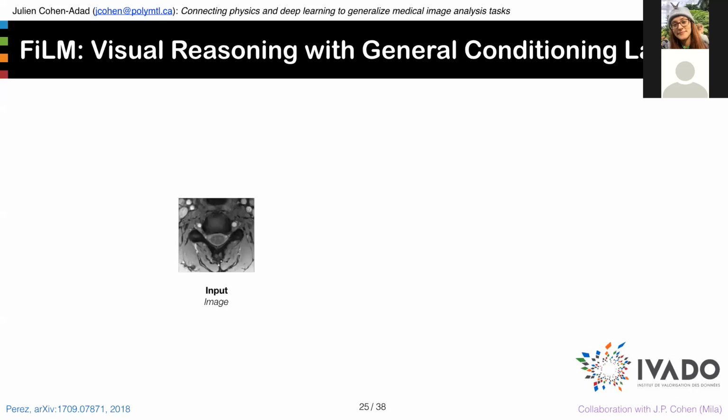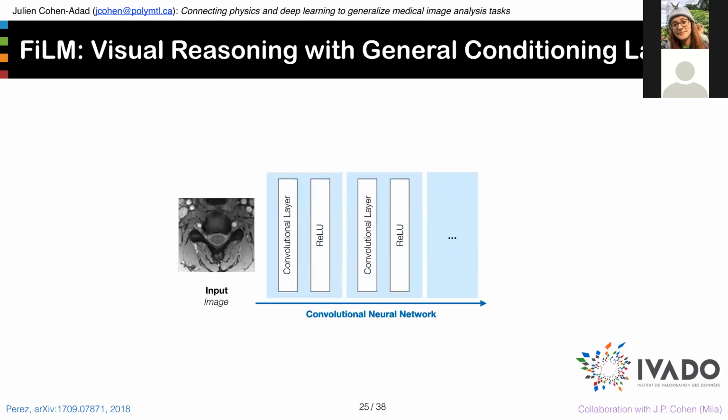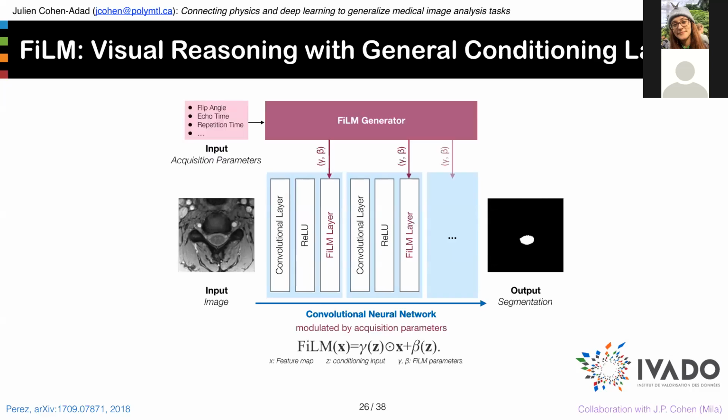So we have an input image, a standard convolutional neural network, and a prediction, which in that case would be a segmentation. So let's see how this architecture would be modified with FiLM. Here, some of the outputs of some layers would be modified by an affine transformation. And this affine transformation is defined by parameters such as beta and gamma that are generated by a FiLM generator, which is a multi-layer perceptron that takes as input MRI parameters or contrast, and then optimizes those gamma and beta.